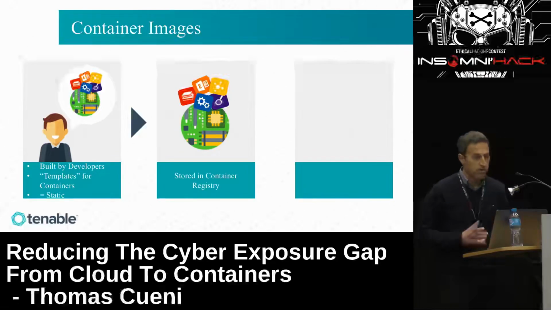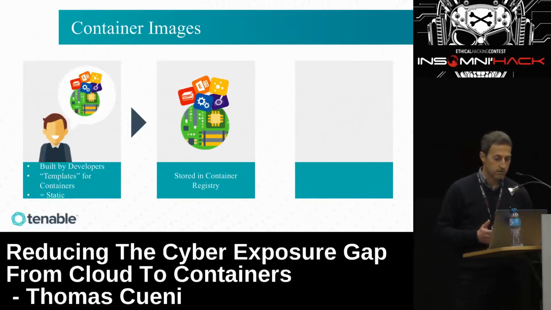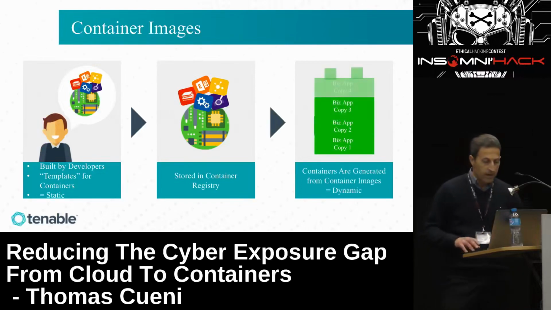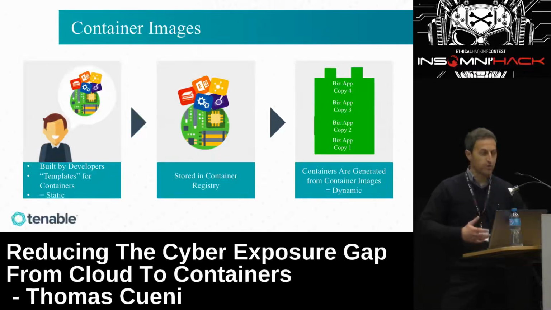Then we have so-called container registries. The best known container registry is the Docker Hub. There are other container registries as well. You can think of it as a folder. It's where the container images are stored. And then based on these container images, the dynamic, the production containers are deployed into the cloud.